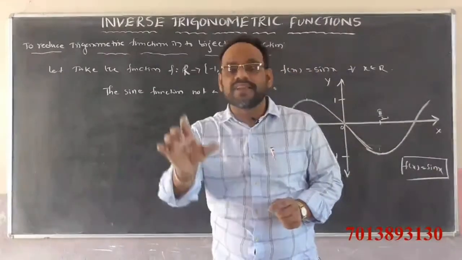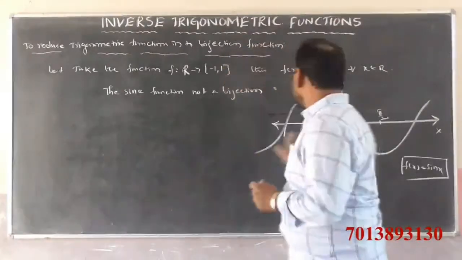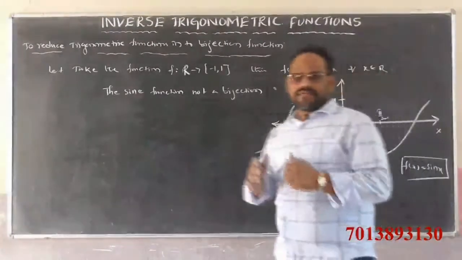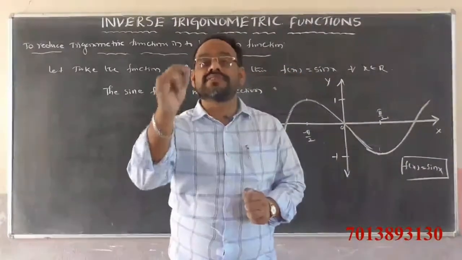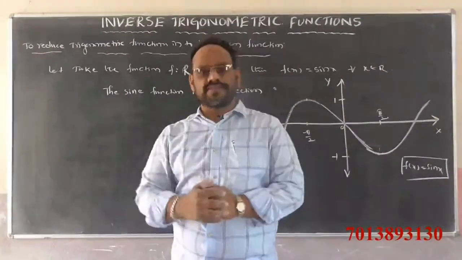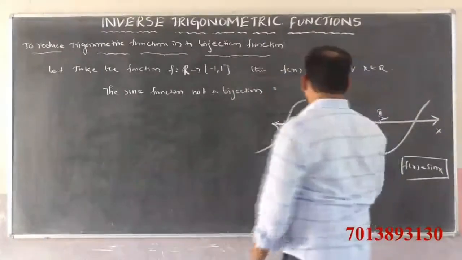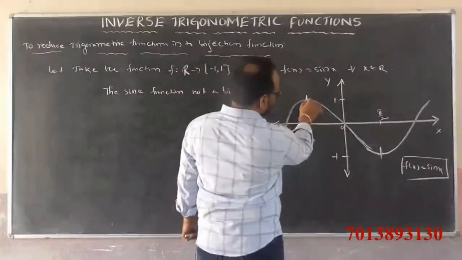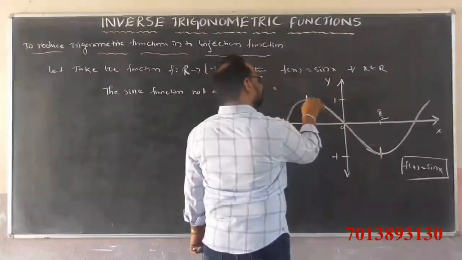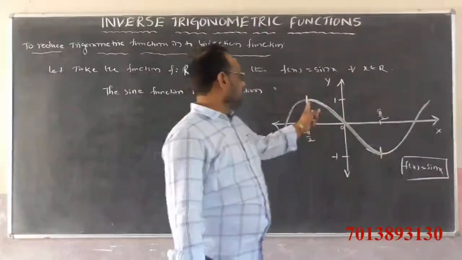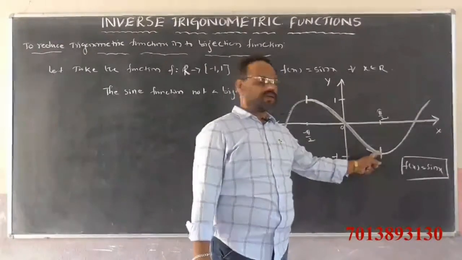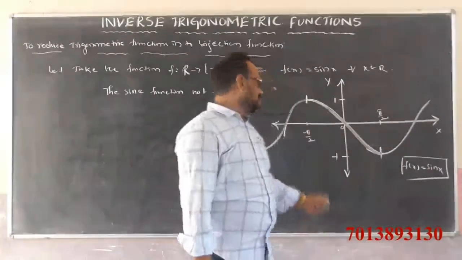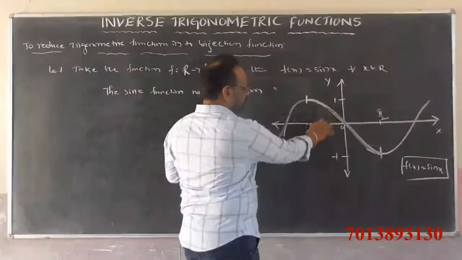If you restrict or reduce the domain, clearly the sin function is a bijective function. Then only its inverse exists. If the function is a bijective function, then only its inverse exists. Otherwise, it is not an inverse function. So how to reduce the domain? If you take the domain as -π/2 to +π/2, this graph up to here will satisfy one-one and onto also. Inside here, different elements have different images. If you take beyond here, this element and this element give the same image.